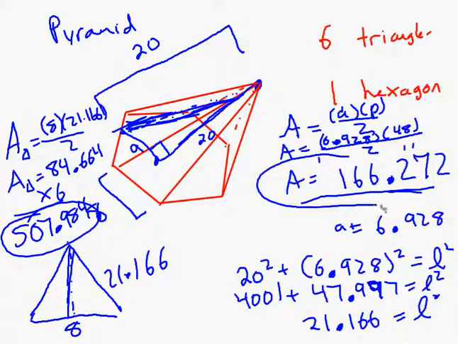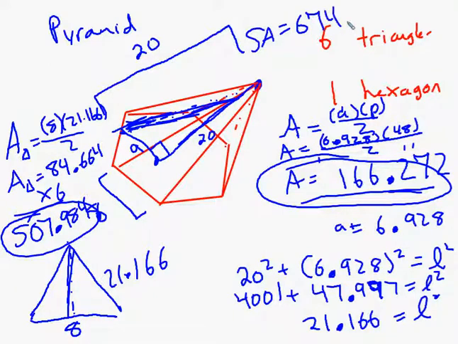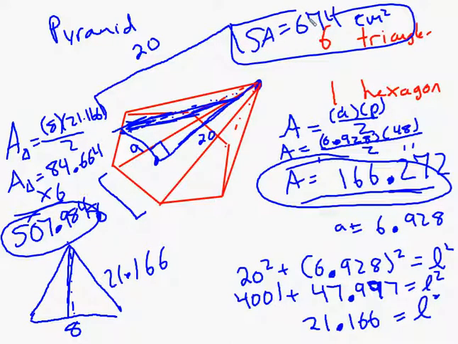And then plus 166.272. So we add the base to the 6 triangles. Total surface area is 674.256 centimeters squared. We'll say that was centimeters. Boy, that was really sloppy, right? A lot of stuff there.